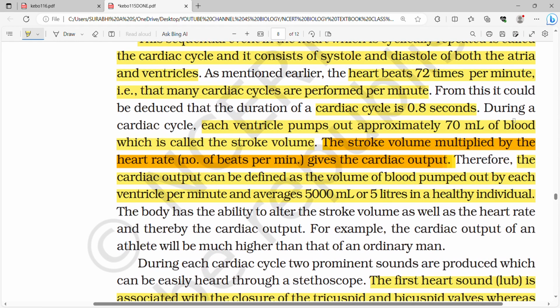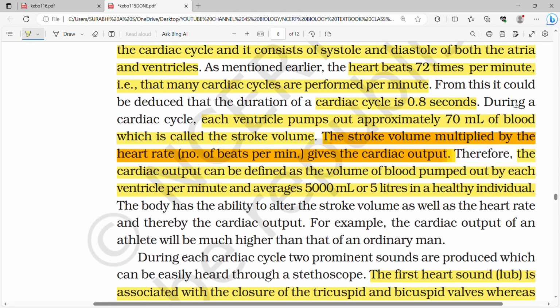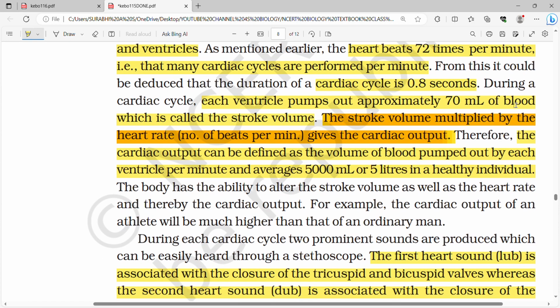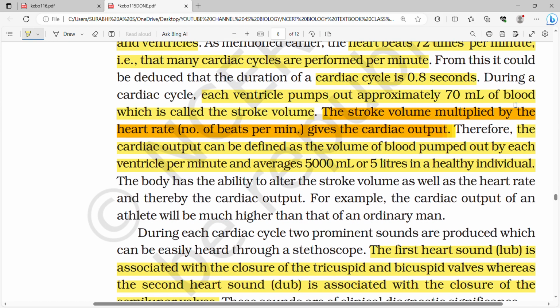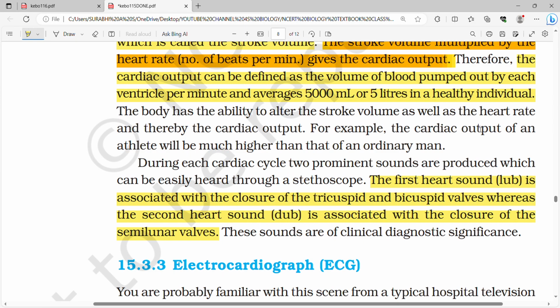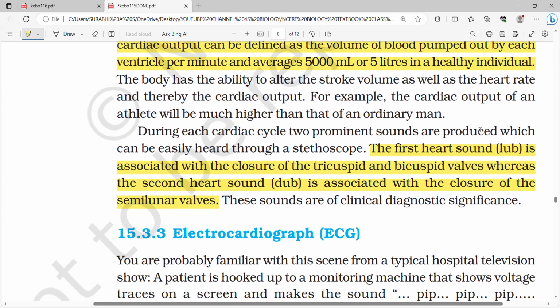As mentioned earlier, the heart beats 72 times per minute. That means that many cardiac cycles are performed per minute. The duration of a cardiac cycle is around 0.8 seconds. During the cardiac cycle, each ventricle pumps out approximately 70 ml of blood, which is called stroke volume. This is a prerequisite and a most probable question: the stroke volume multiplied by the number of beats per minute, that is heart rate, gives the cardiac output. The cardiac output can be defined as the volume of blood pumped out by each ventricle per minute and averages 5000 ml or 5 liters in a healthy individual.